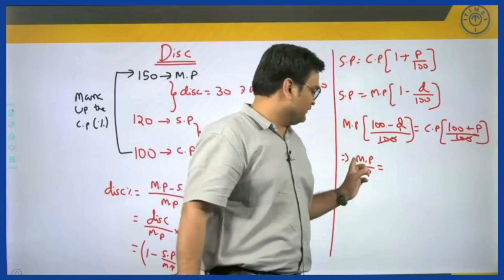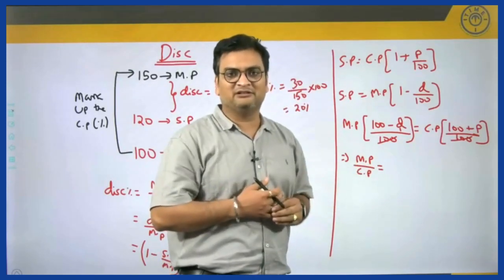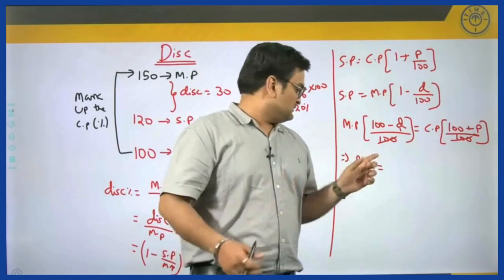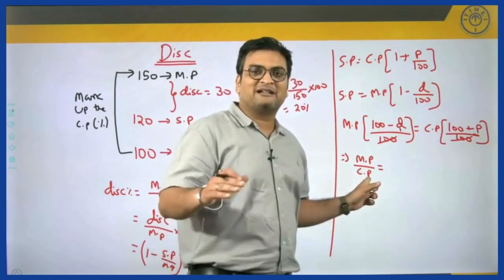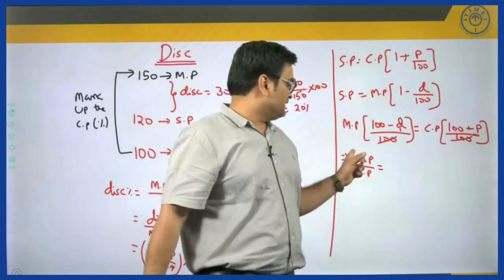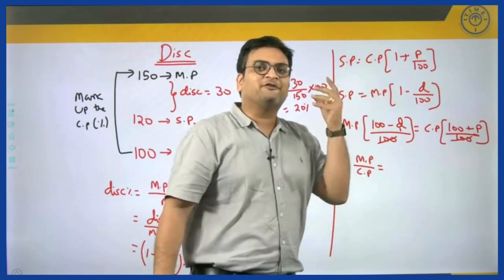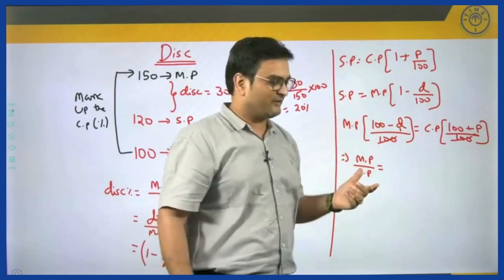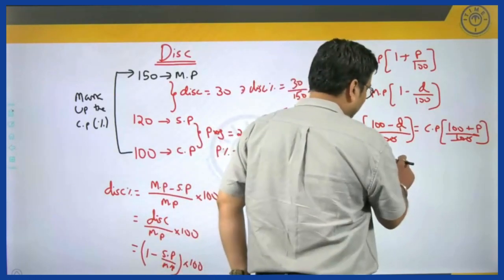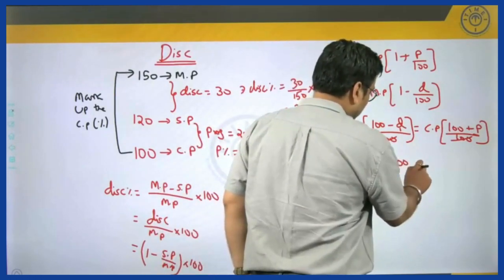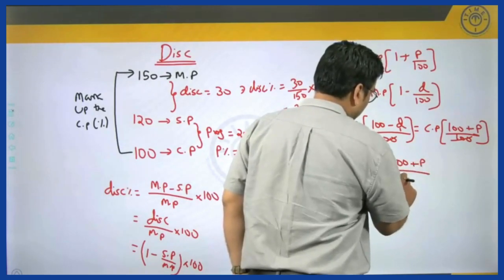For example, if you get this ratio as 5 by 4, what does 5 by 4 indicate? This is 5, this is 4. So the markup is 1/4, 25%. If the ratio is 7/5, thereby you can say the markup is 2/5, 40%. So this will give you the markup directly as (100 plus P) by (100 minus D).